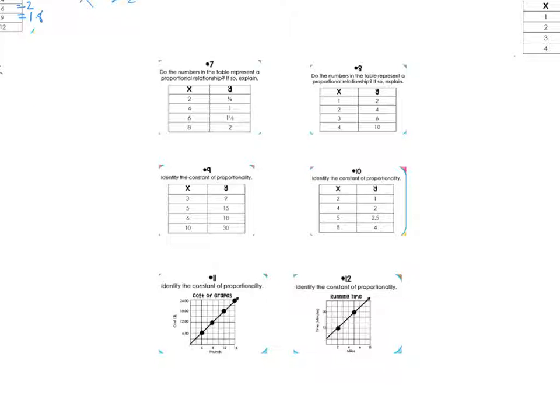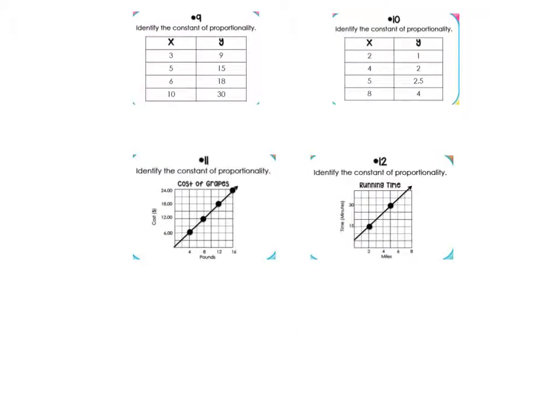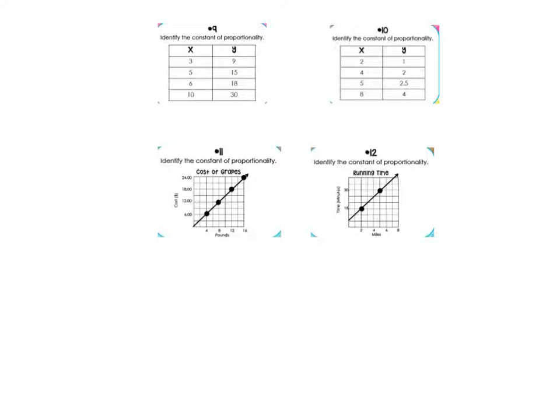Let's look over here at 11 and 12. If you are a graph of a proportional relationship, you do 2 things and 2 things only.